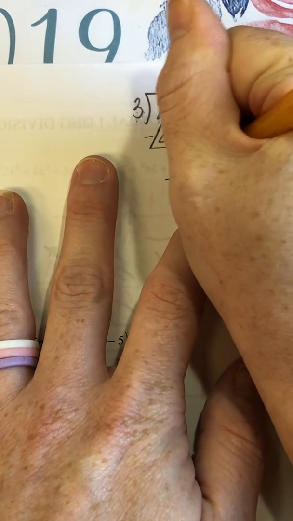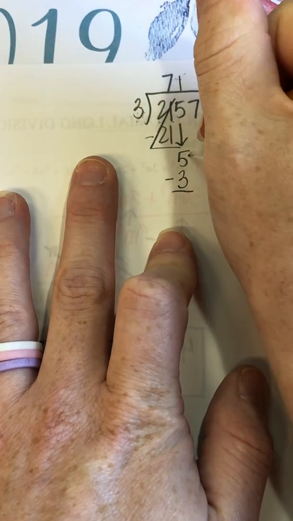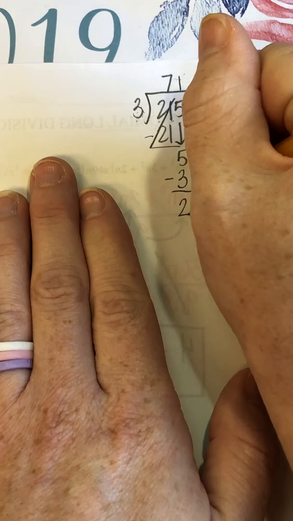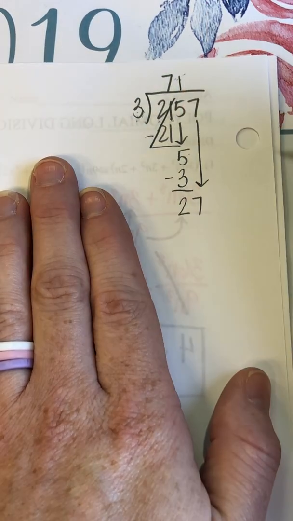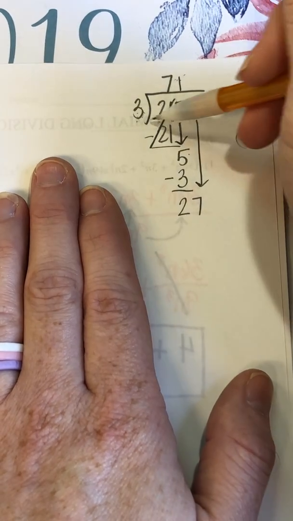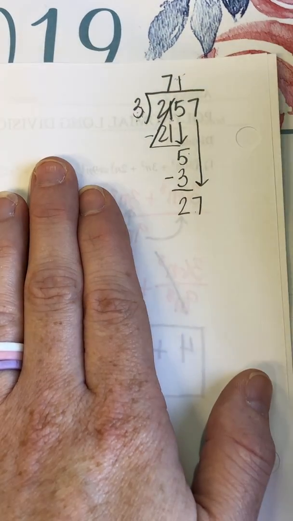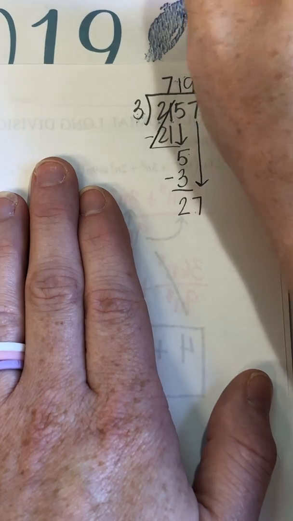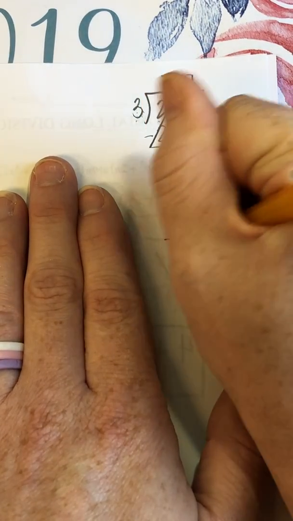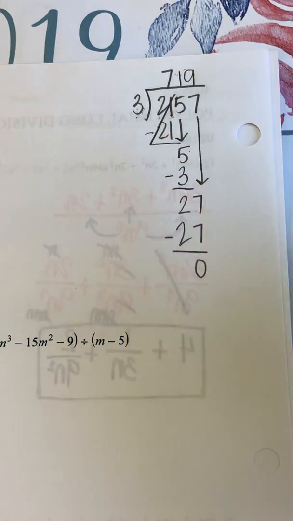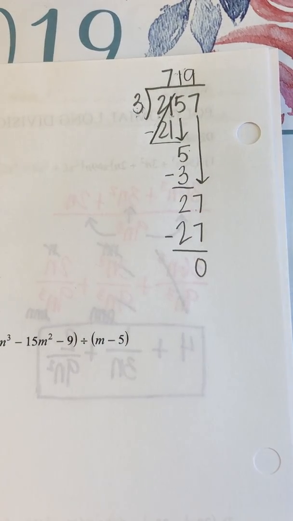And I'm going to subtract here. 5 minus 3 is 2. And I will bring down my 7. How many times will 3 go into 27? 9 times. 9 times 3 is 27, and that gives me a pretty 0 remainder, okay? We like 0 remainders in Algebra 2. You'll find out why in just a little bit, okay?